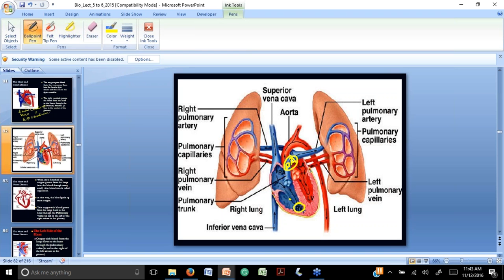What structure is in between the pulmonary artery and the right ventricle? And the answer is the pulmonary artery valve, this guy. So that is in between.